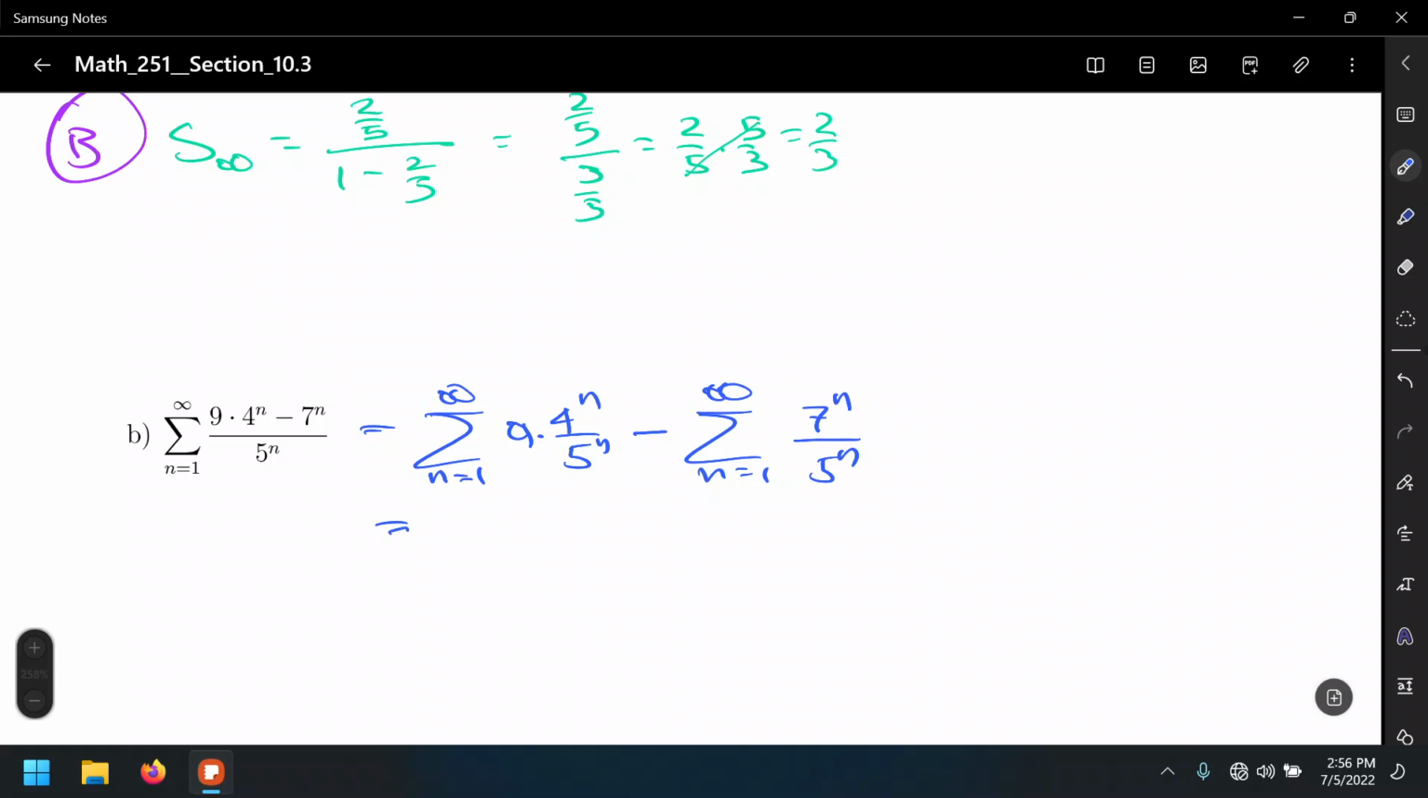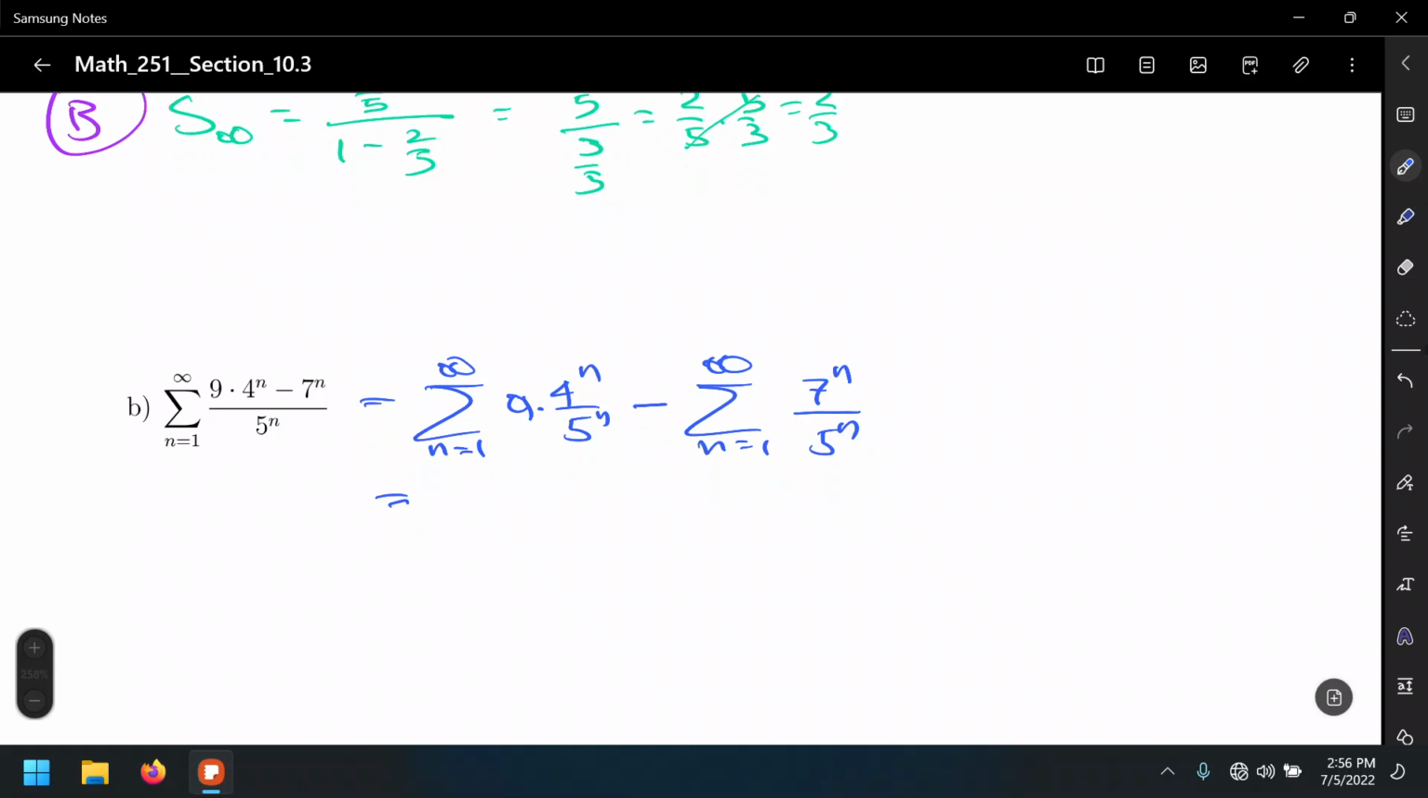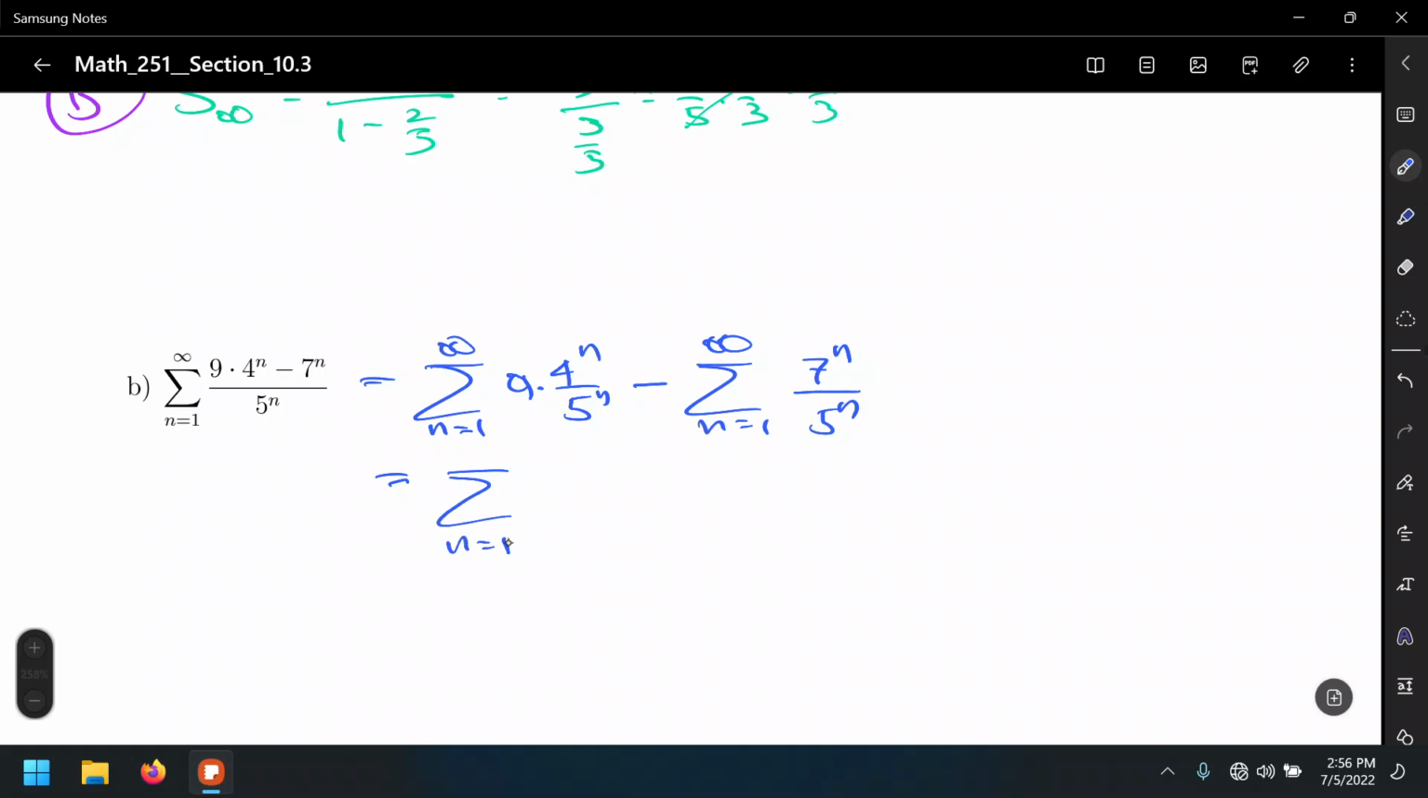Well, let's rewrite this in the form AR to the n. In this case, sigma n equals 1 to infinity, 9 times 4 over 5 to the n, minus sigma n equals 1 to infinity, 7 over 5 to the n power. Well, the next step would be to make sure that the starting index is 0. All right? And regardless of the shifting of the indices, the value of R of each series is not going to change, because that'll be just a factor that will remain.